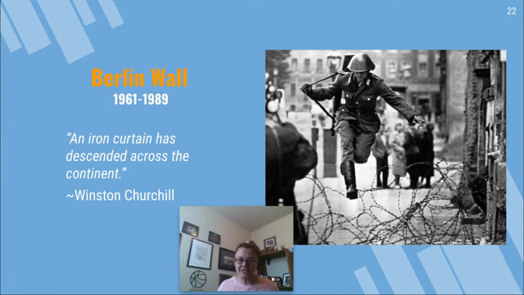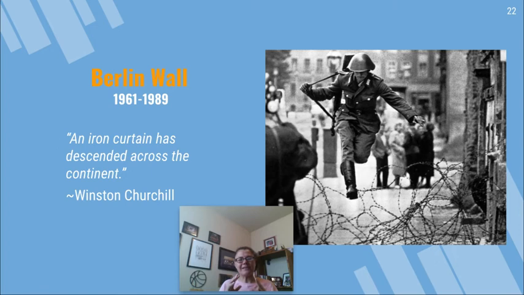And Winston Churchill says a very famous quote, "An iron curtain has descended across the continent," meaning that we are now dividing Europe into two sides, democracy and capitalism and communist sides. And of course, this wall will become a cement wall that was, I believe, over 12 feet high and about 3 feet thick.